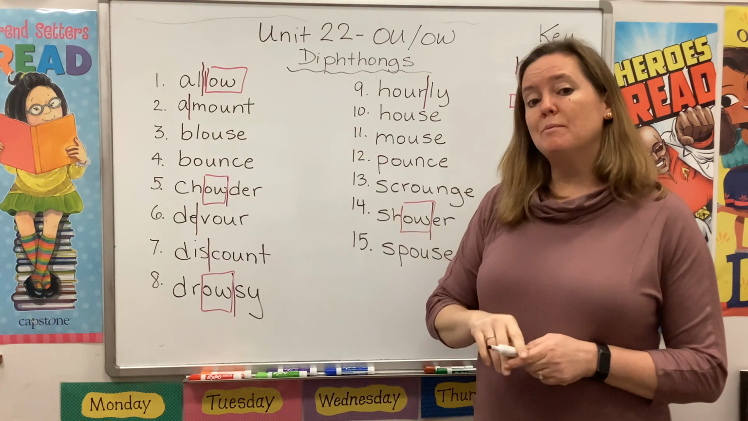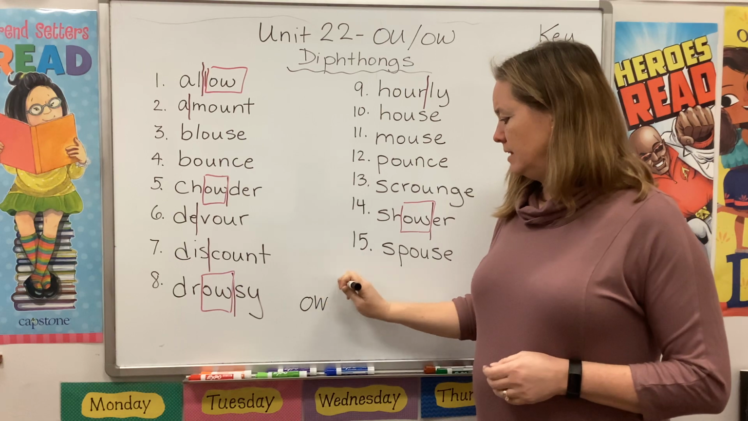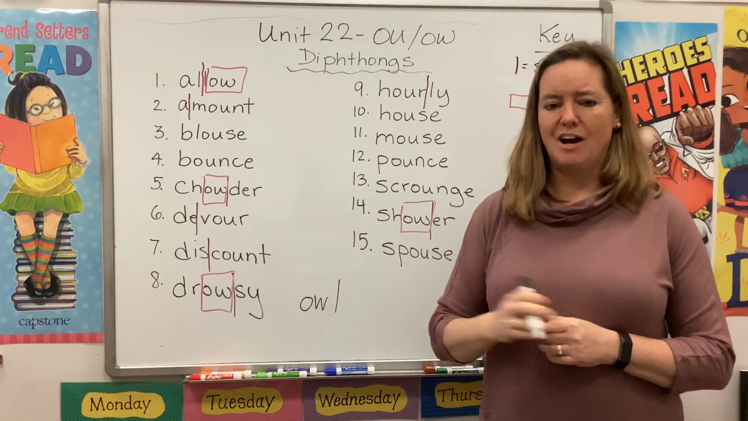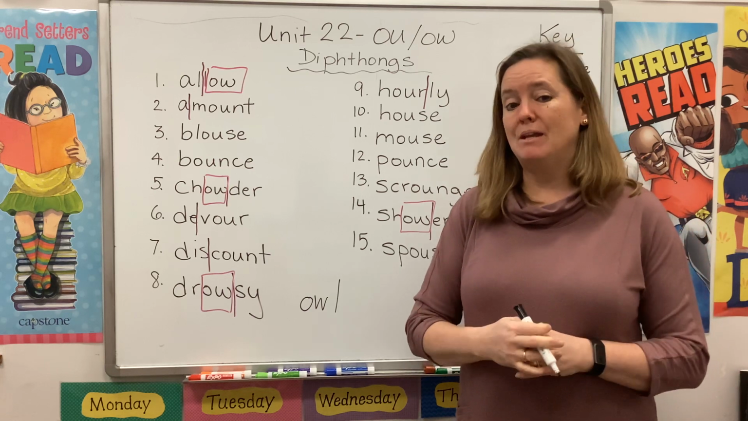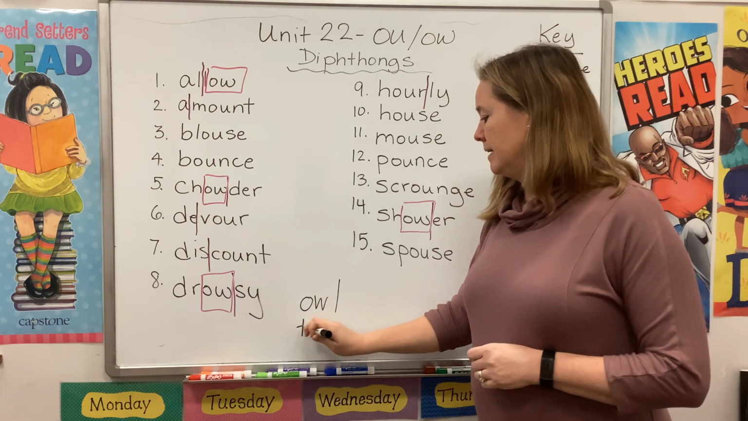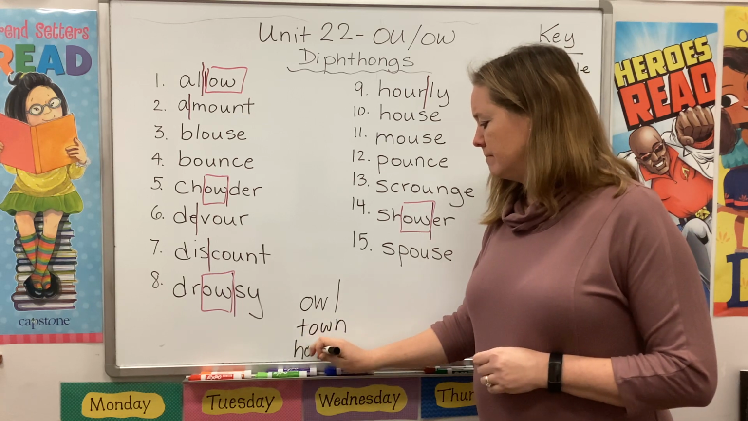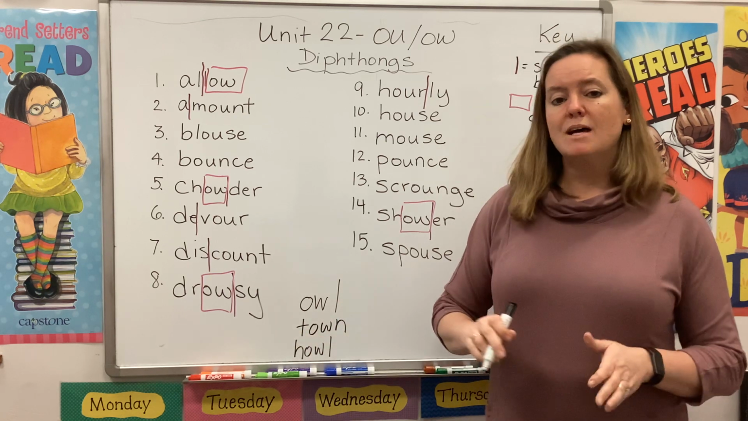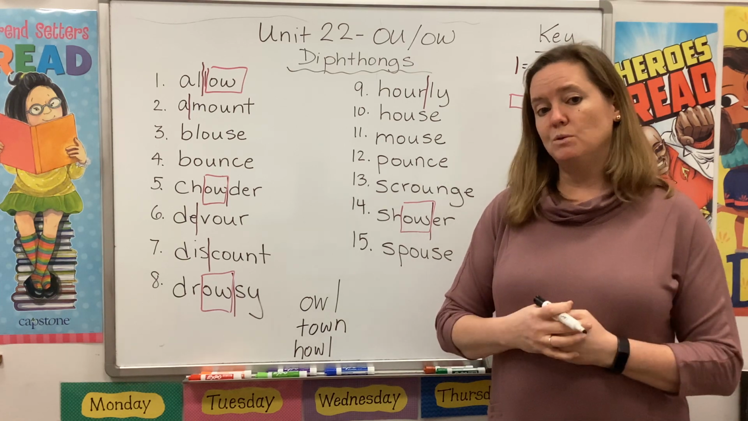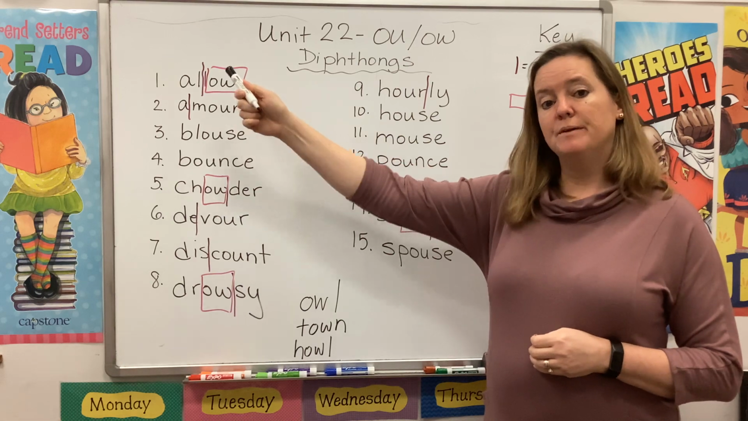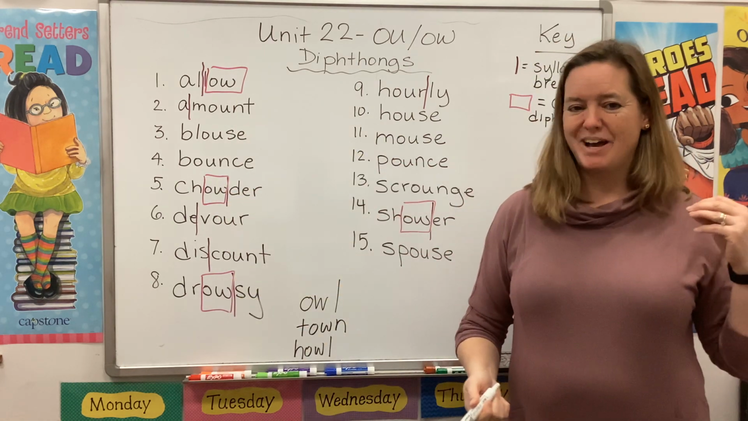Okay? OW can also show up at the beginning of a word, like owl, but not very often. I think that might be the only example. And it can show up in the middle of a syllable in a word like town or howl. So OW can show up anywhere, but it usually shows up at the end of a word or the end of a syllable. So file that away, okay?